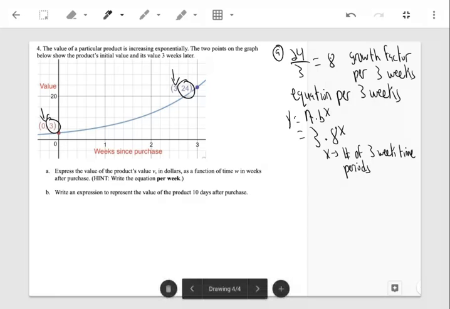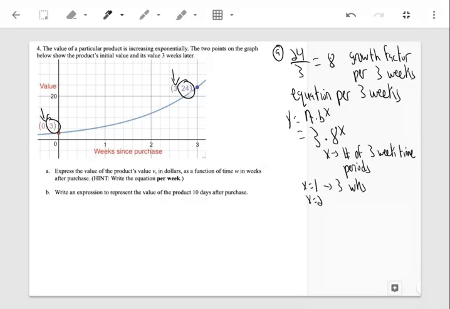So x equals 1. We're going to play this game again. X equals 1 means 3 weeks. X equals 2 means 6 weeks.